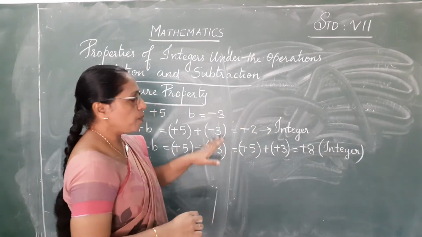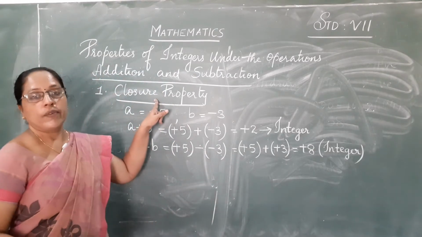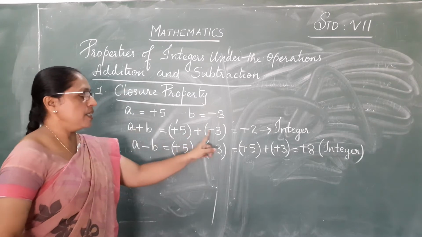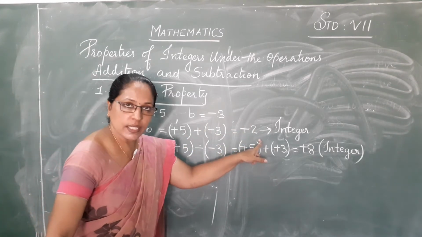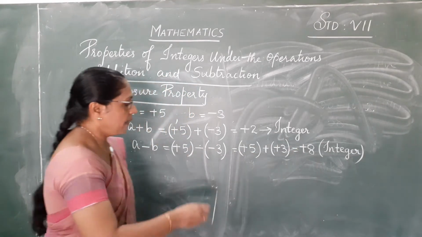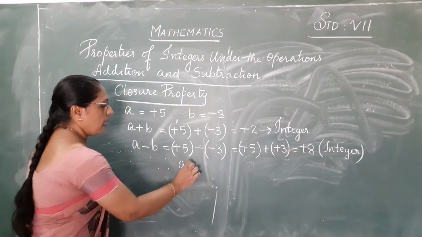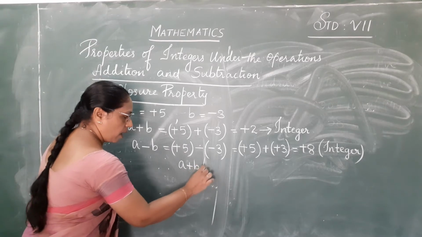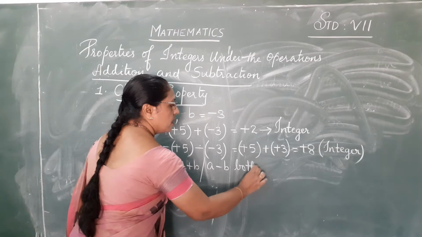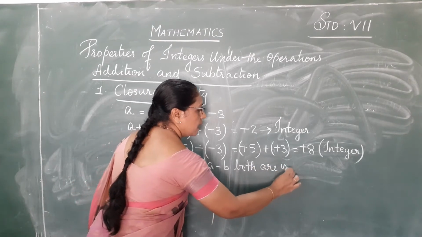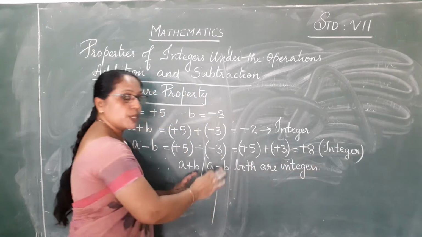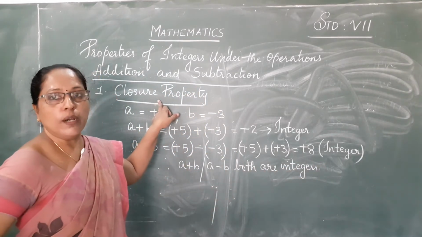Okay, and this property is known as, what do you call? Closure property. When we add two integers, the answer is an integer. When we subtract two integers, the answer is an integer. Therefore, we can say that a plus b and a minus b both are integers. And this property is known as closure property.